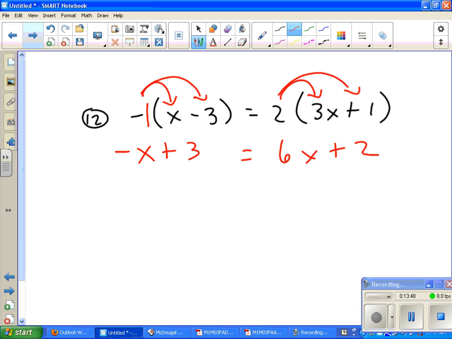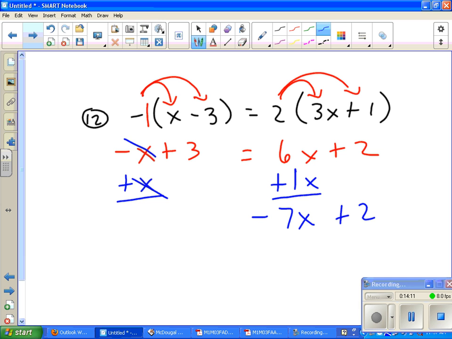So now we have negative x plus 3 equals 6x plus 2. We want to put our x's all on the same side. This says negative x on the left, which means minus x. Do the inverse of that and add x. That'll cancel them. If you add x to the right, you need to add x to the left. If you did it to the left, you need to do it to the right. That's the same thing as adding 1x, which gives you 7x. Plus 2 equals, we still have 3 over here. So 3 equals 7x plus 2.